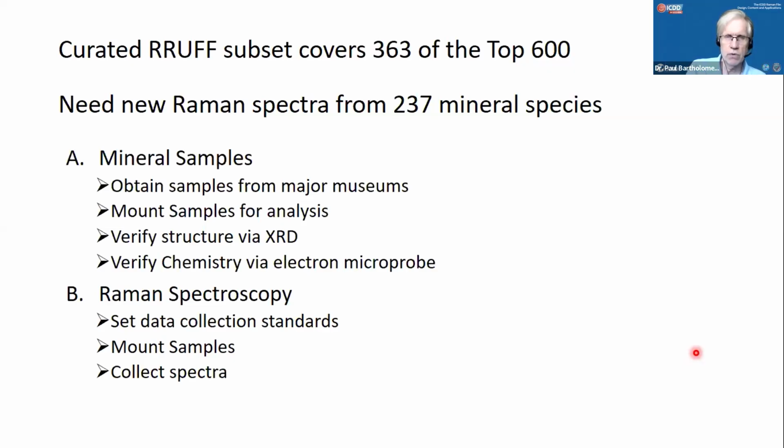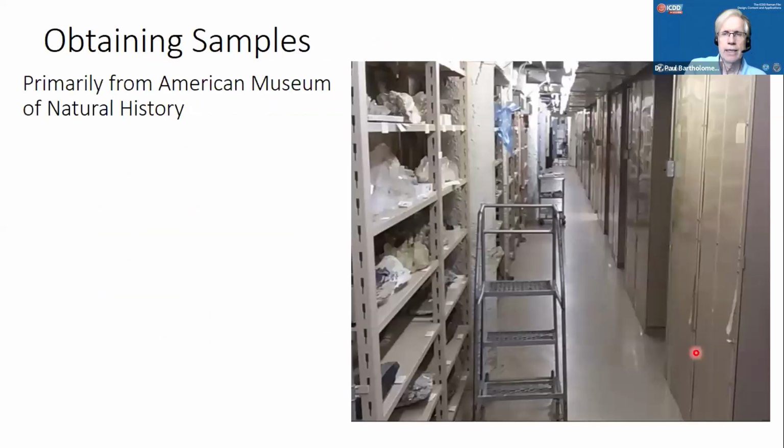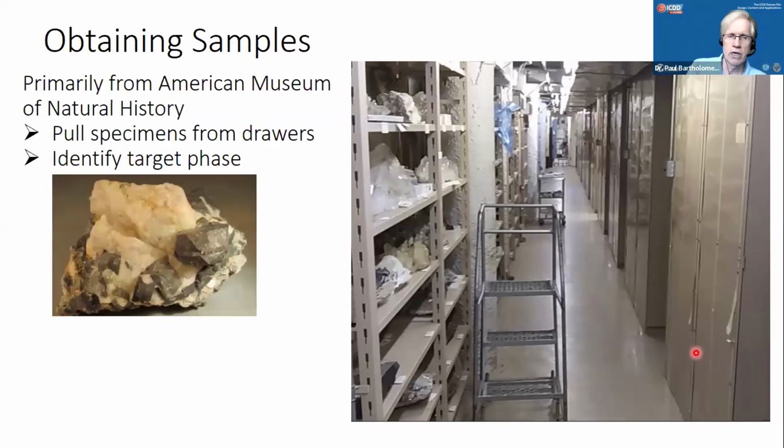All right, so how was all of this accomplished? Obtaining samples, the majority of my samples were taken from the American Museum of Natural History because I'm a research associate there. I go into the collection, open the drawers, pull specimens from the drawers, identify the target phase, and then pick off. I mean, I only need millimeter-sized grains. I don't need very much. I take it from the edges of the sample. In most cases, the sample doesn't look any different.